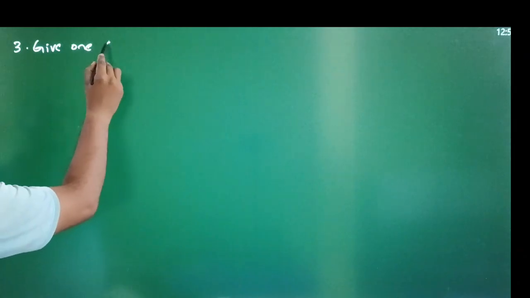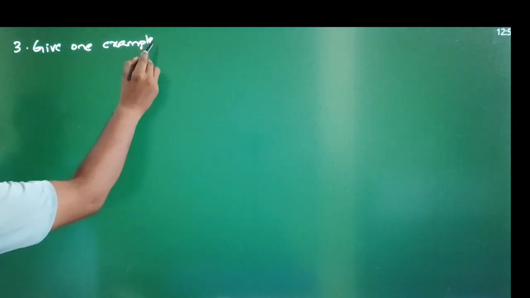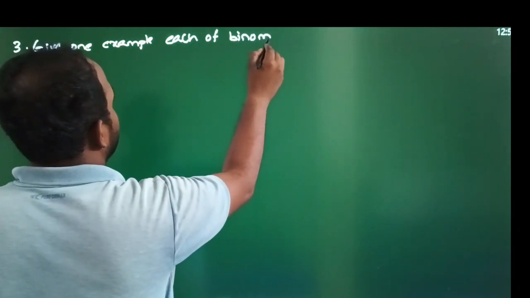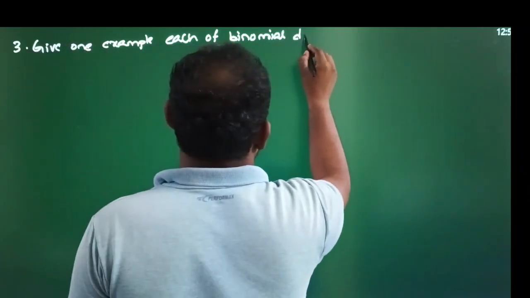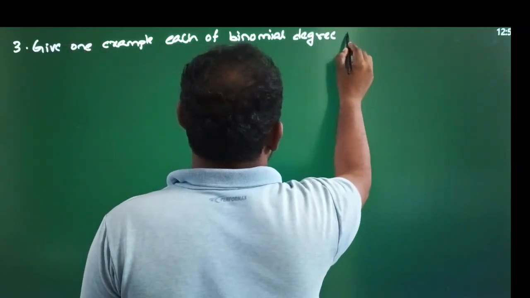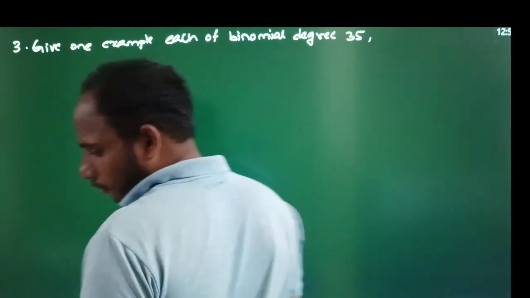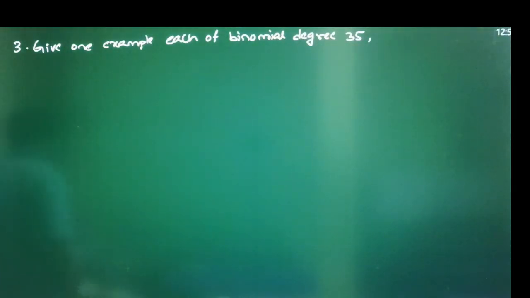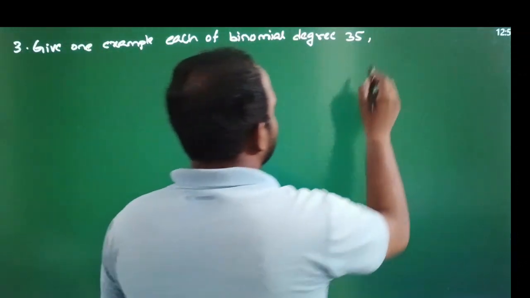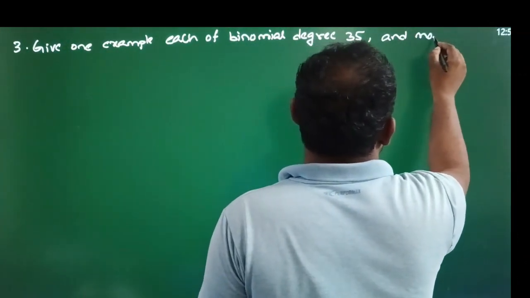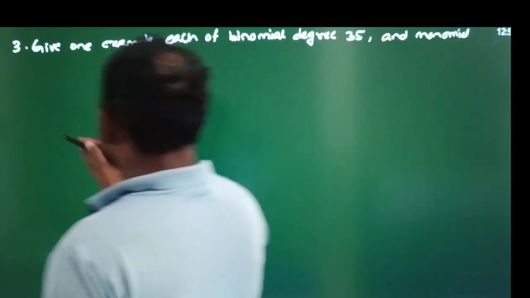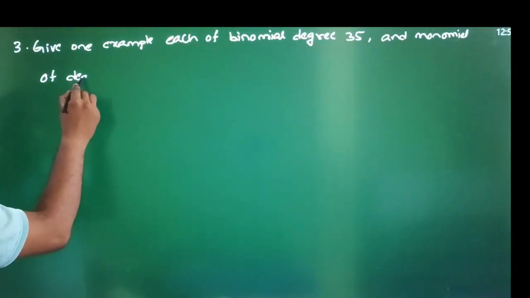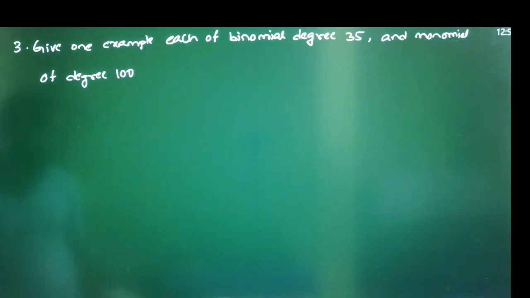Give one example each of a binomial of degree 35 and a monomial of degree 100.